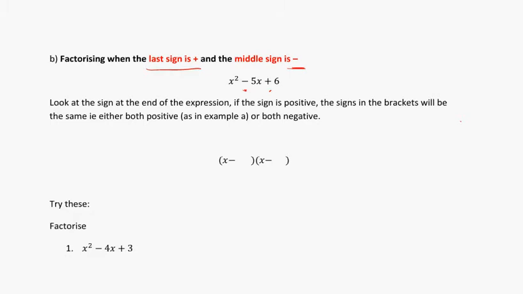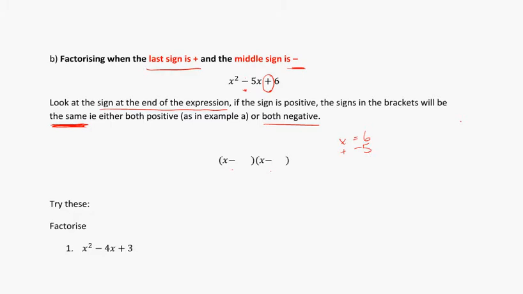Okay, so it's important that you look at the sign at the end of the expression first. If that sign is positive, the signs in the brackets will be the same. That is, they're going to be either both positive, as in example A, or both negative. Now, if the middle one's positive, they're both going to be positive in the bracket, but if this one is negative, they're both going to be negative. They're both the same. So we're now looking for, once again, two numbers that multiply to give 6 and add to negative 5 or 5.